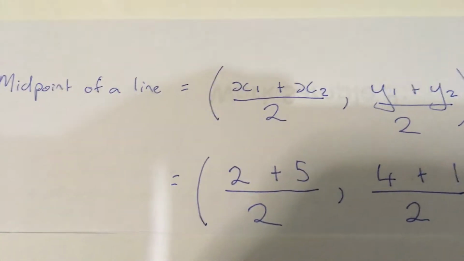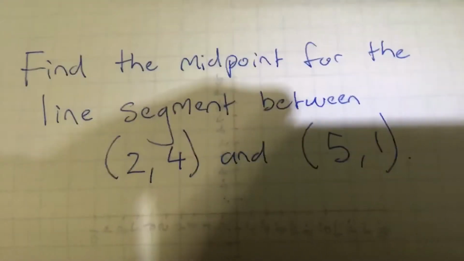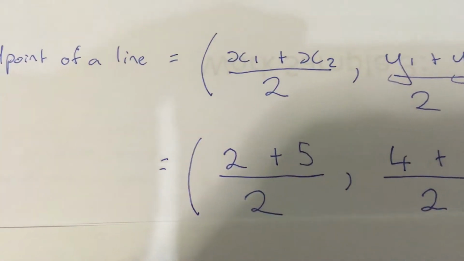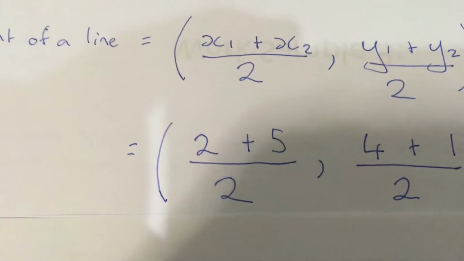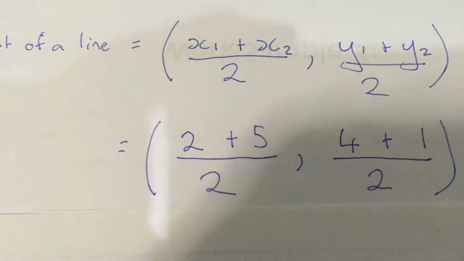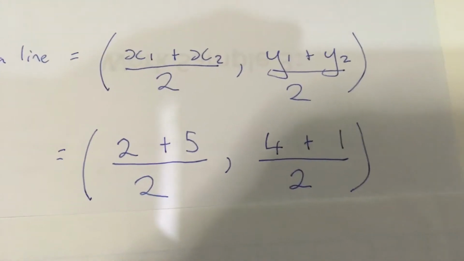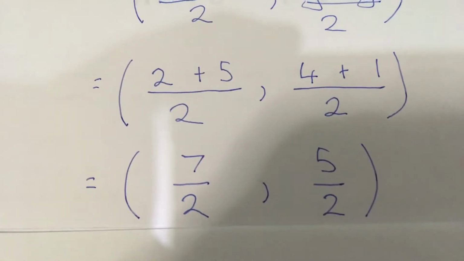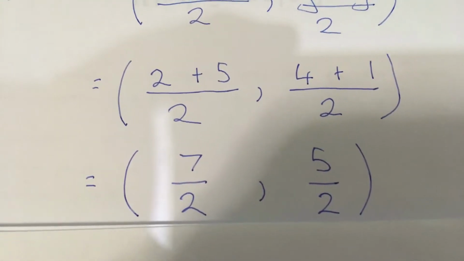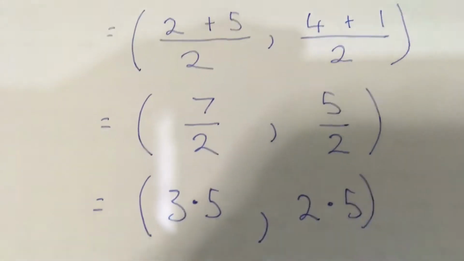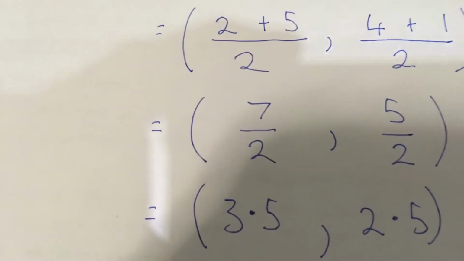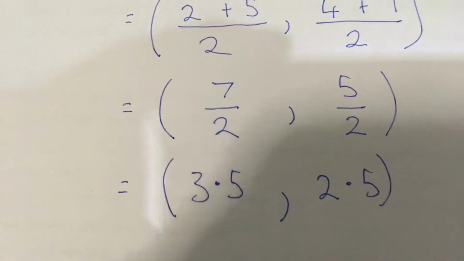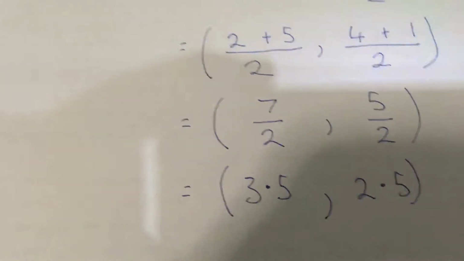So with the points 2, 4 and 5, 1, we add the two x coordinates together, 2 and 5, the y coordinates together, 4 and 1, and we divide it by 2, which gives us 7 over 2 and 5 over 2, or the coordinates 3.5 and 2.5. So that's the second way that we can do that.